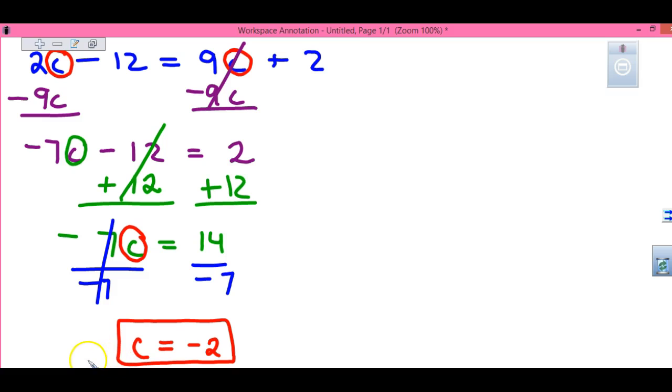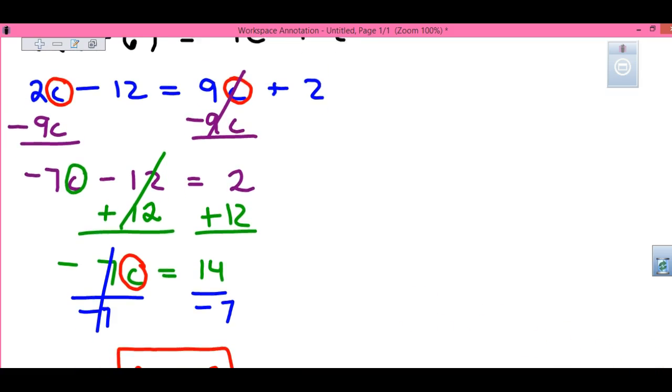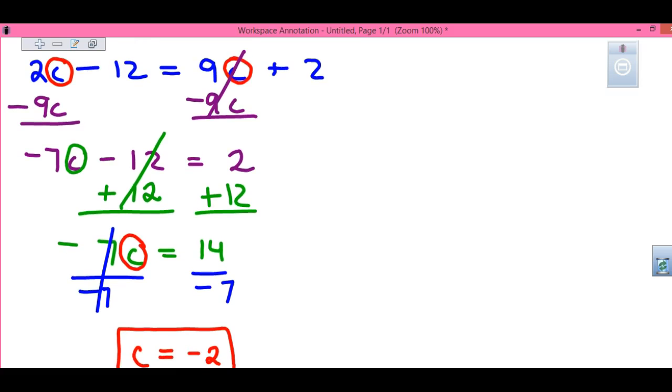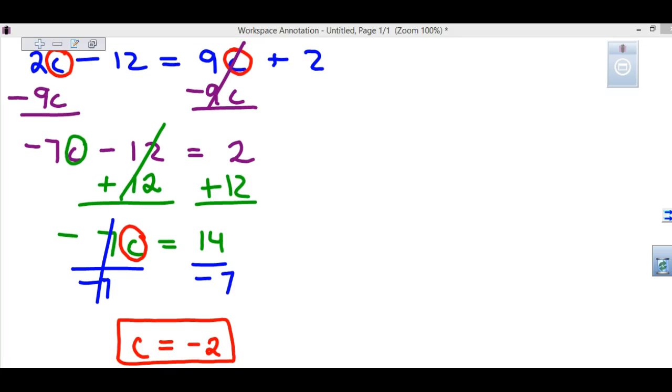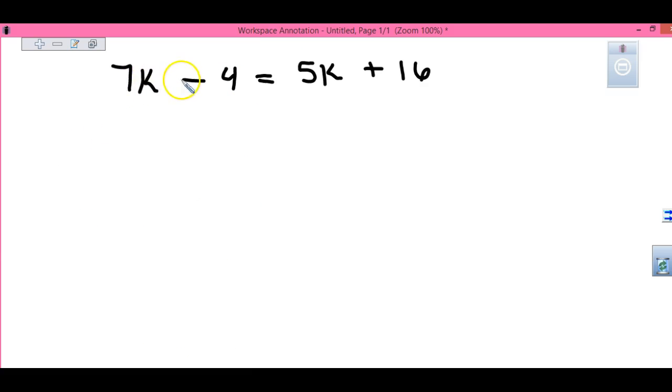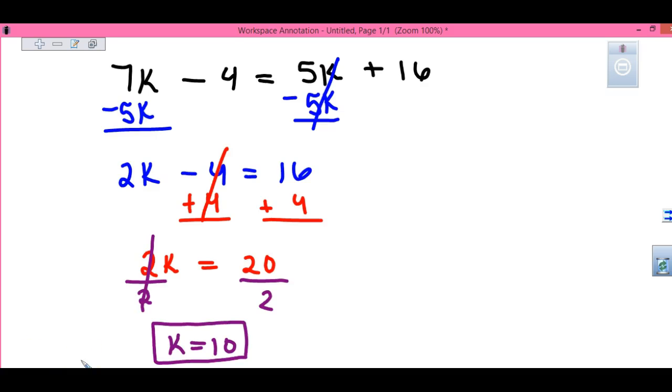Did anybody work it out the other way, taking the variable to the left? Yes. You did? And did you get the same answer? Yes. Solve 7k minus 4 equals 5k plus 16 on your own, and we'll check in a little bit. Check your answer. Any questions?